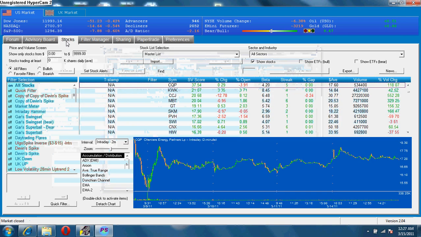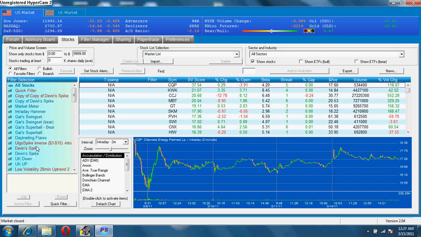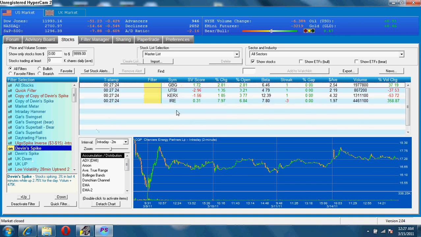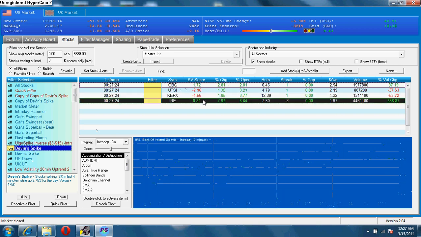So let me show you, for those of you that aren't familiar, Devin Spike is a filter in Stock Vision Power Scan. I'm going to double click on Devin Spike, and it's going to search for stocks that match my filter. So I've got BG, UTSI, Kirks, and IRE.